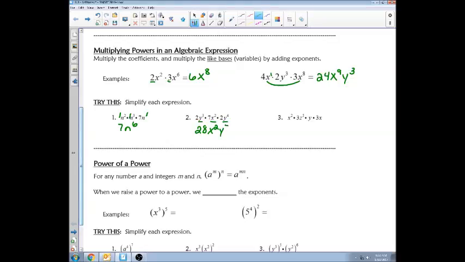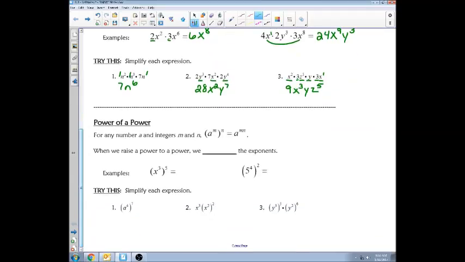So 3 plus 4 is 7. Number 3, I have 3 times 3, which is 9. I have x squared and x, so 2 plus 1 is going to get me x to the third. Then I'm going to work with my y, a y by itself, and then I have z to the fifth. So it'll be 9 times x to the third times y times z to the fifth.